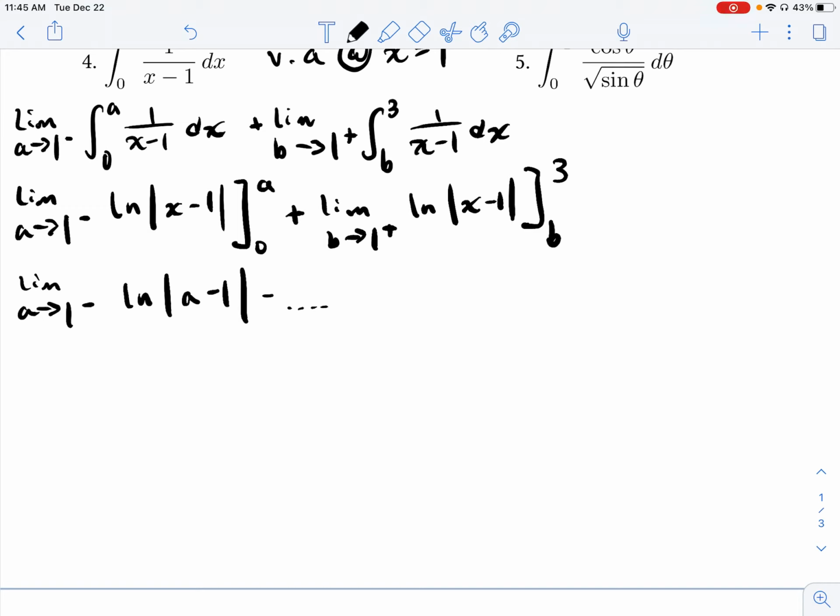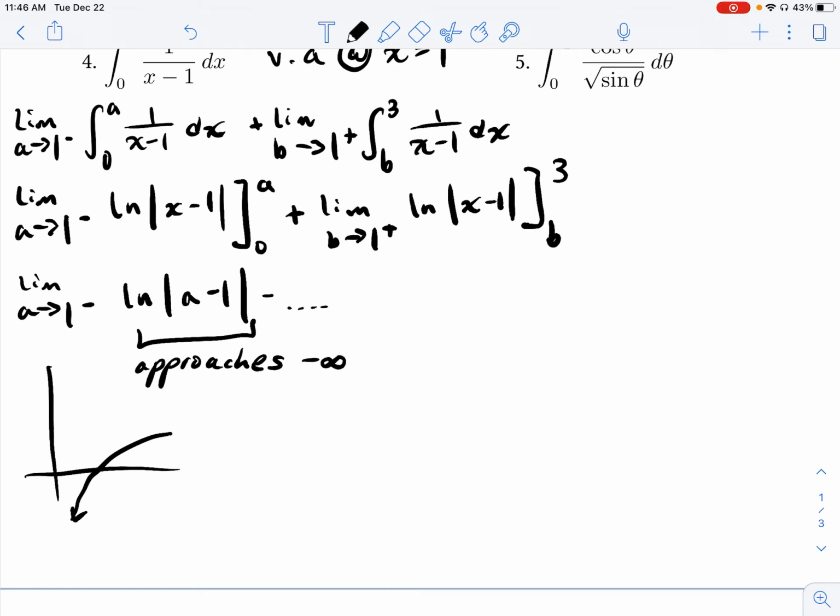Well, think about that function. The natural log of 0, we know what the natural log function looks like. As we get closer and closer to the natural log of 0, this is going to shoot down towards negative infinity, okay? And so we are not going to get any type of finite value from this, right? The limit of something that approaches negative infinity, we can then say this limit does not exist.